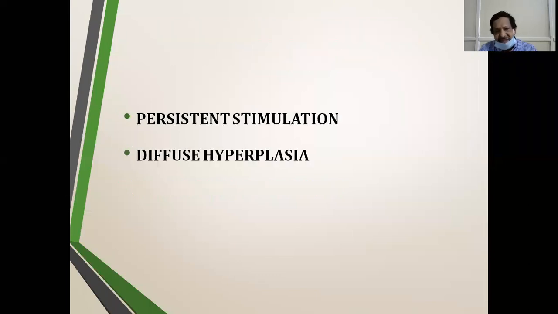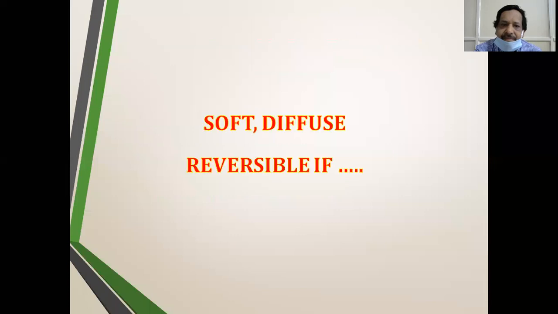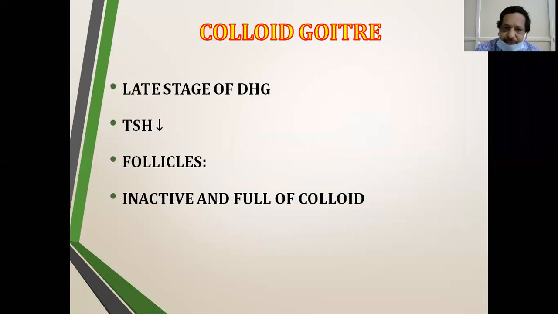There is a persistent stimulation, whole gland, both lobes and isthmus, there is a diffuse hyperplasia occurring. So this hyperplasia is soft, diffuse, again whole gland, and reversible if the stimulus is stopped. If the stimulus is not stopped, it is continuing, then what happens? Then you have a colloid goiter.